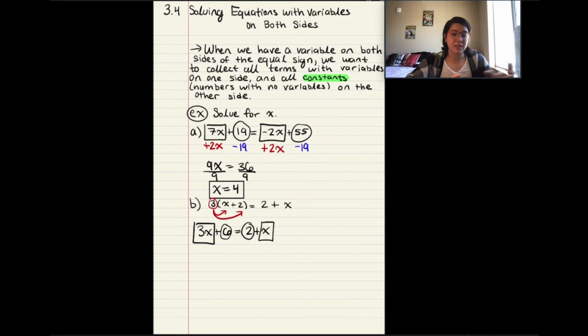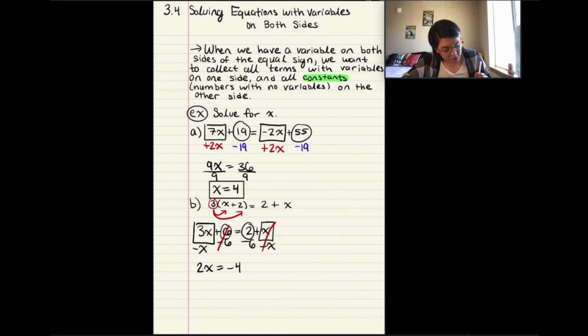So now I need to get all my constants onto one side of the equation and all my variables onto the other. So I'm going to move my x to the left side of the equation, and I'll move my 6 to the right side of the equation. So on the left, our 6's cancel. On the right, our x cancels. And we have 3x minus x, which is technically 3x minus 1x, so we'd get 2x, is equal to 2 minus 6, which would give us negative 4.